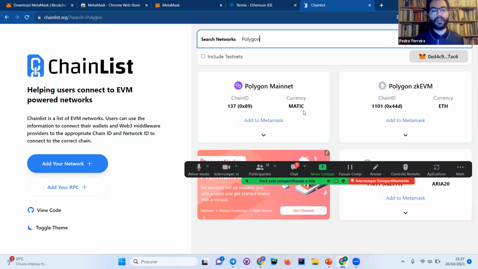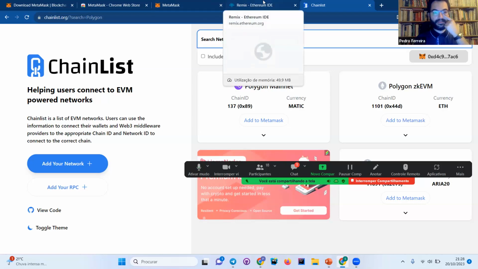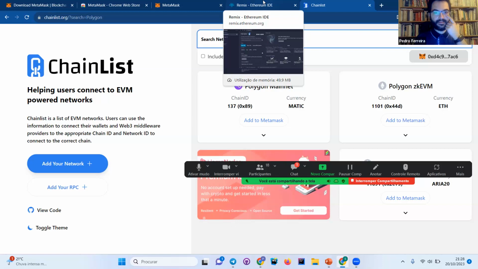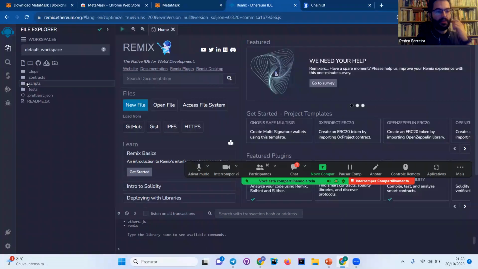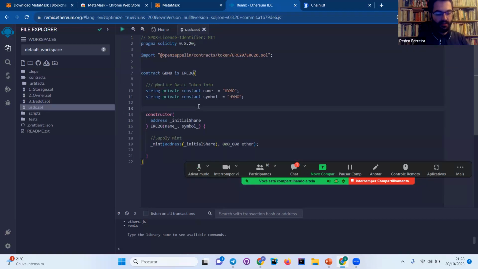It will show up to approve, and then it shows up again, add to MetaMask, and you should add it to MetaMask also in the plugin. If you have any problem, just say. Let's wait just a little bit so everyone can do this. I'll try to create a token to see if you can use it.